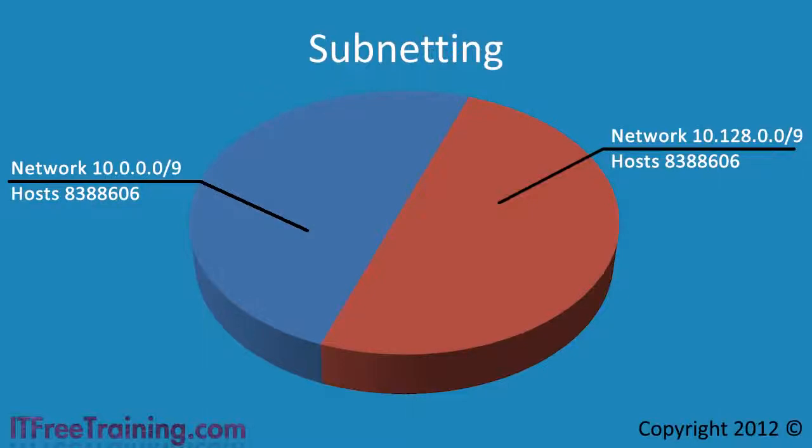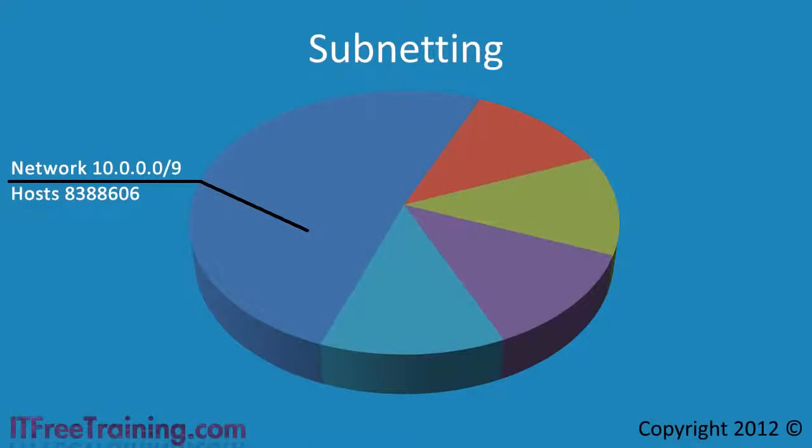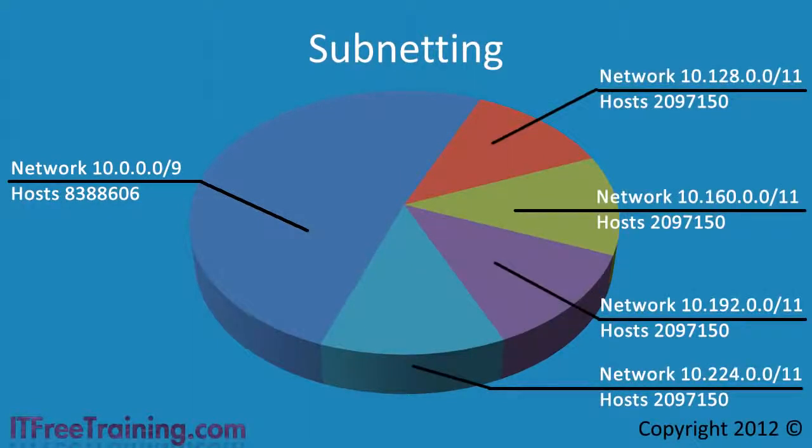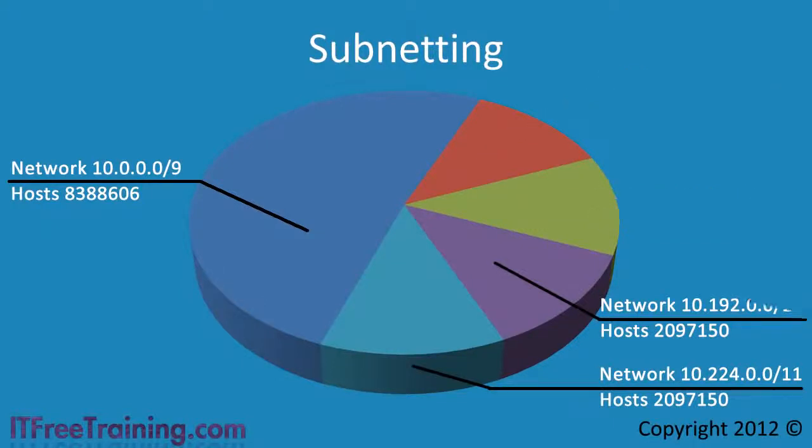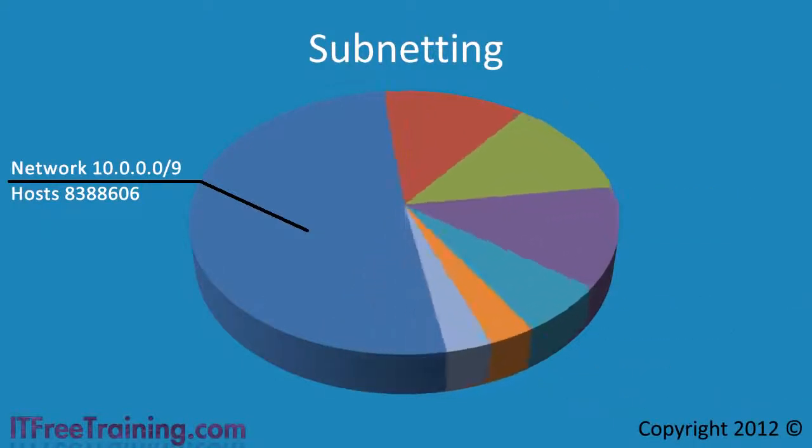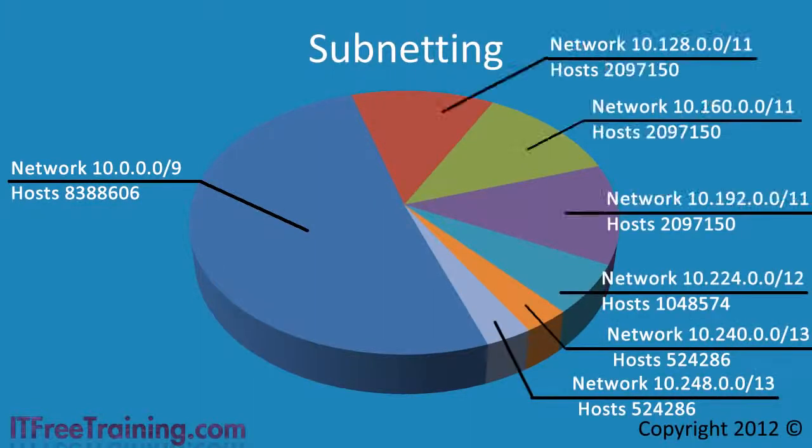You don't always have to break the network down by halving it. You could, for example, divide half the network into 4 pieces. Each time I divide the network down, it also changes the number of IP addresses that are available in that network. Getting a little bit more creative, I could divide one segment up into 3 parts.